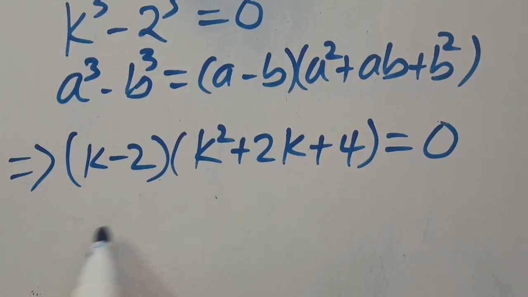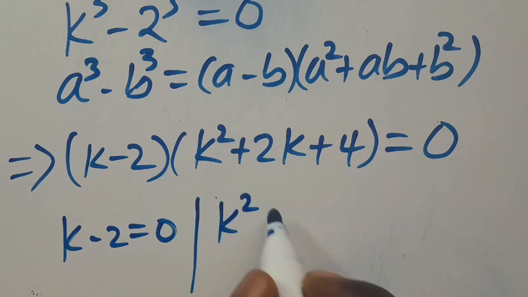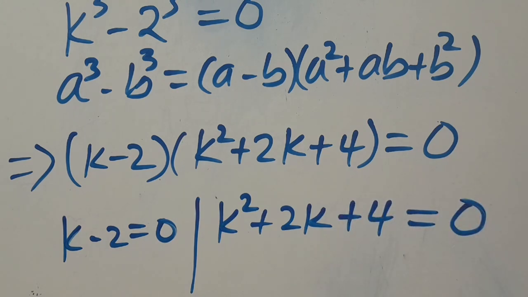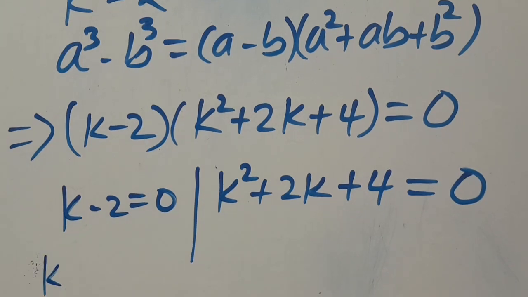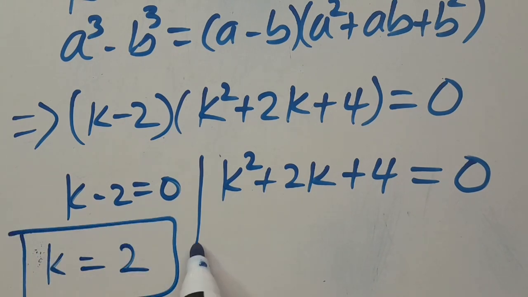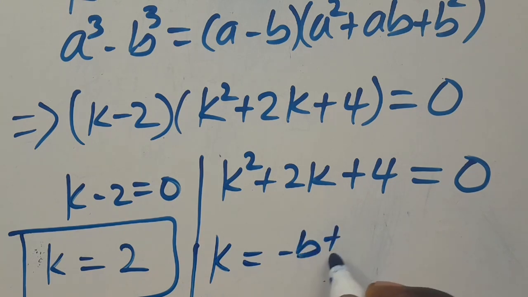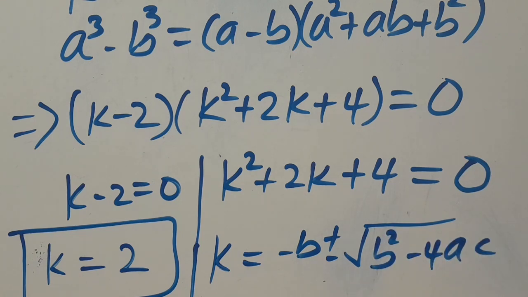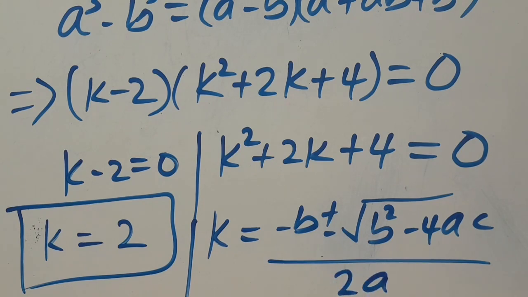Then from here, likewise, for this particular expression to be equal to 0, it's either we have k minus 2 equals 0, or we have k squared plus 2k plus 4 to be equal to 0. Then from here, we also have second degree solution to be k equals 2. Then from here, we can also get the possible value of k by applying the quadratic formula, as k will be equals minus b, positive or negative, square root of b squared minus 4ac, divided by 2a.